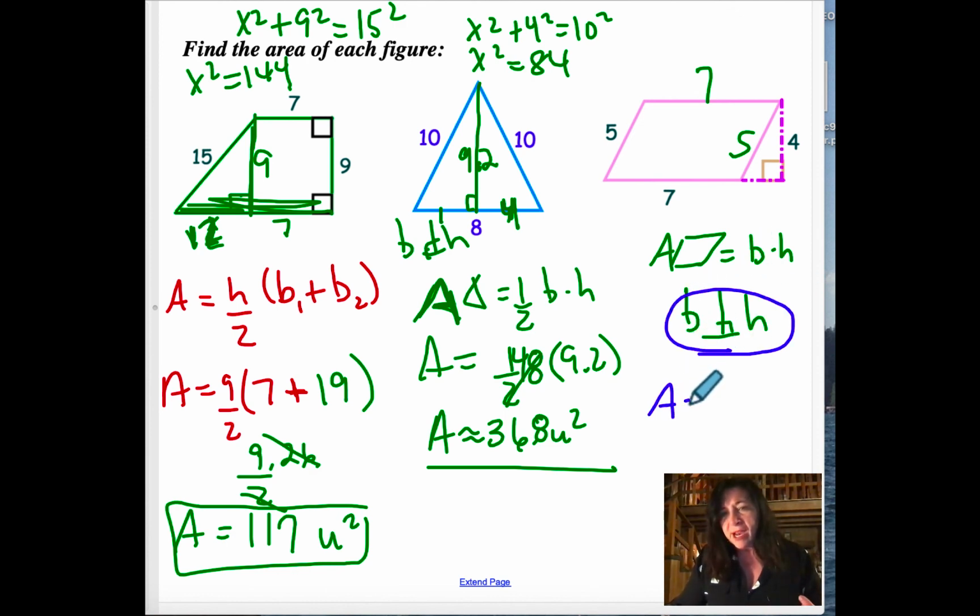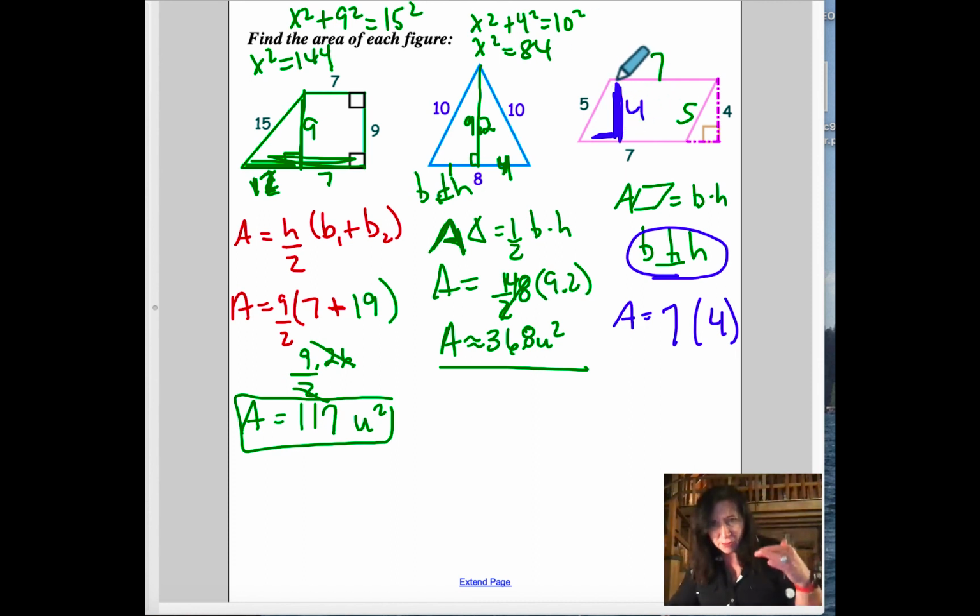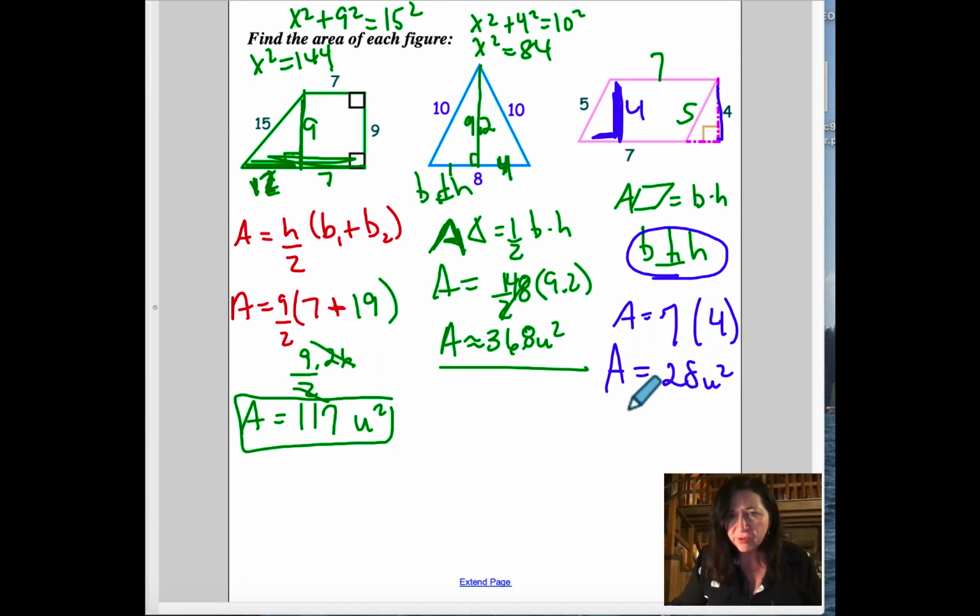So when I'm finding the area of this parallelogram, my base is 7, but my height is 4 because my base has to be perpendicular with the height. And just because that 4 is outside, you're like, wait, that doesn't count. See, you can drag that 4 in. It's still inside there. That height right here is the same height as it was outside. All right, so the area is going to be 7 times 4, which is 28 units squared.